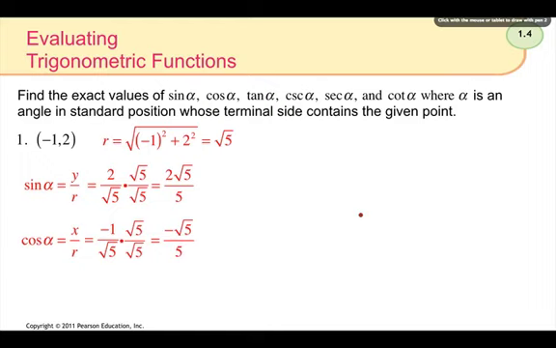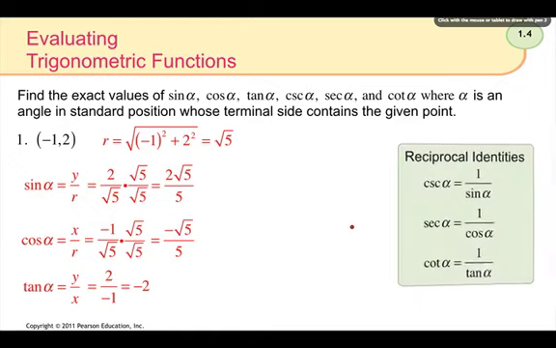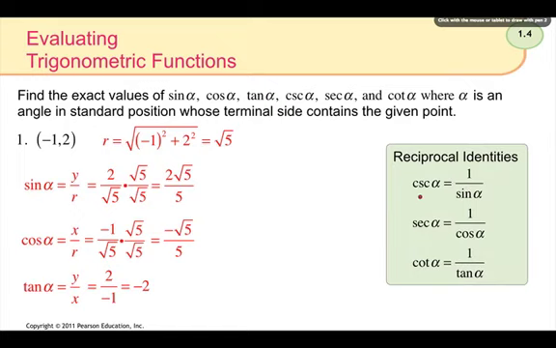Now let's do tangent of alpha, which is just the y value over the x value. So we're looking at 2 over negative 1, which is equal to negative 2. Now, before I show you cosecant of alpha, let's make it official. These are what we call the reciprocal identities. Cosecant of alpha is equal to 1 over sine of alpha. Secant of alpha is equal to 1 over cosine of alpha. And cotangent of alpha is equal to 1 over tangent of alpha.